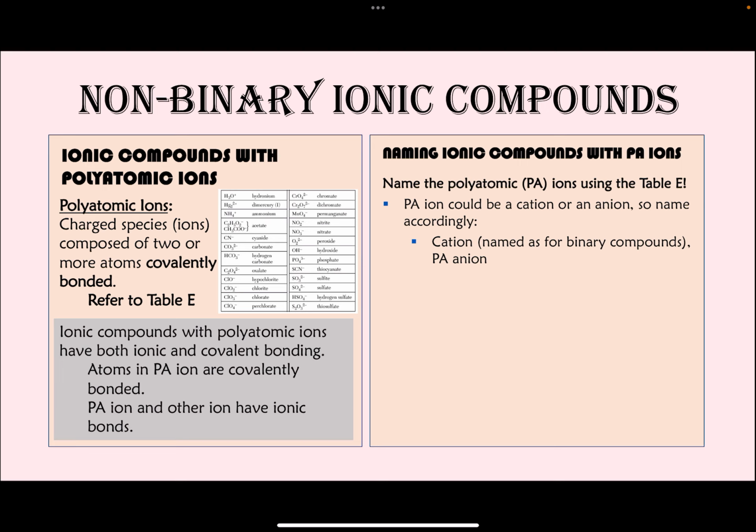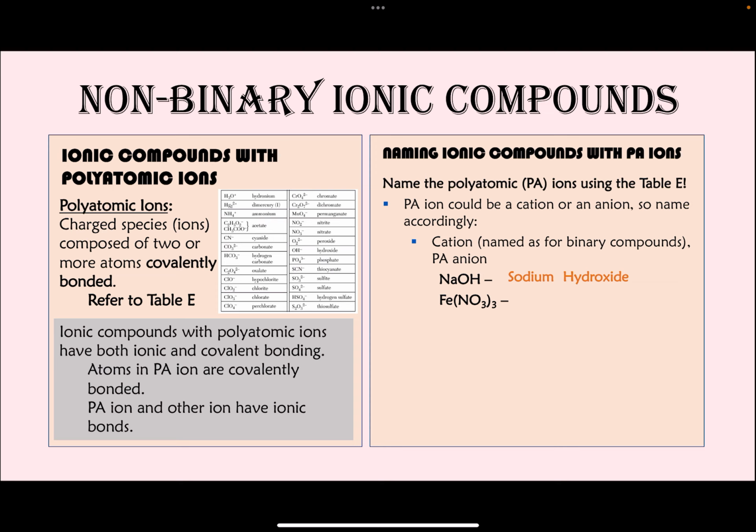So if the metal only has 1 charge, no Roman numeral. If it has more than 1 charge, you're going to have to figure out the exact charge and then make sure to put the Roman numeral. So here's an example. We have NaOH. So sodium only has 1 charge. So that's going to be just sodium, and then OH, if you look at table E, is going to be hydroxide. So that is sodium hydroxide.